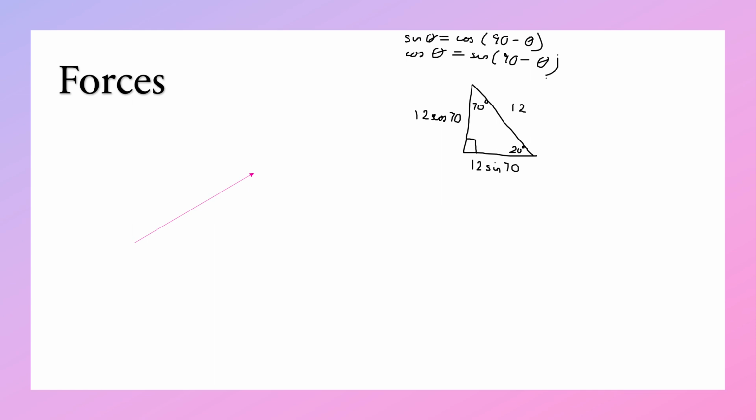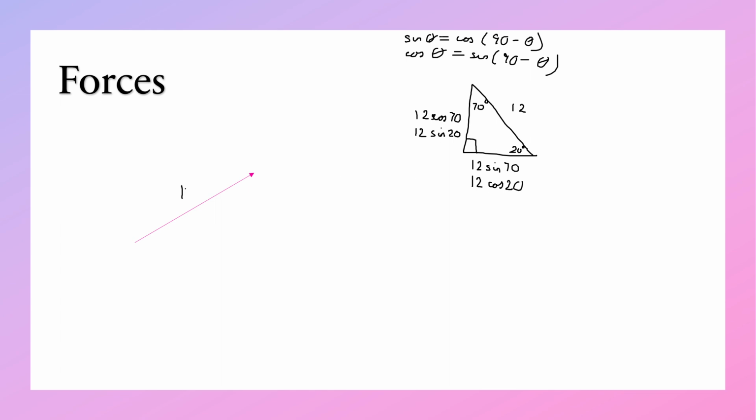Well, let's have a think here. What do you think this is going to be the same as? Be impressive if anybody knows. So it's 12 sine 20. What's this the same as? 12 cos 20. So one man's sine is another man's cos. One man's opposite is another man's adjacent.